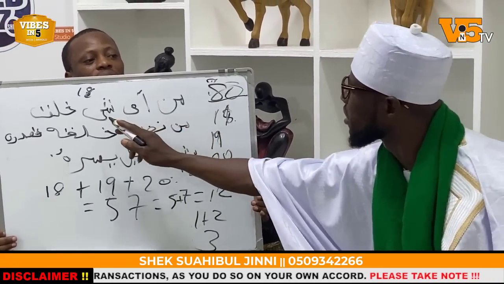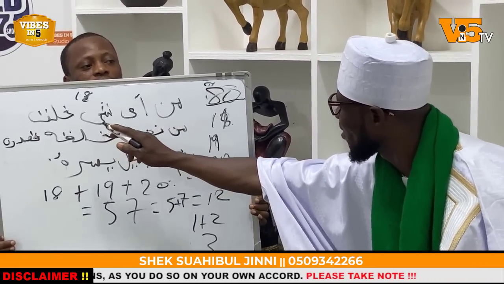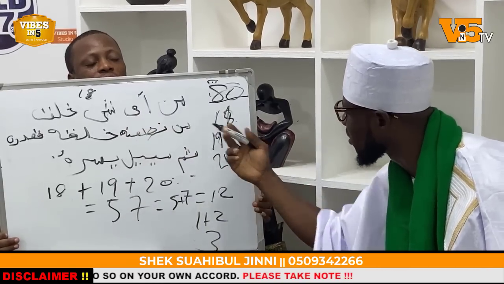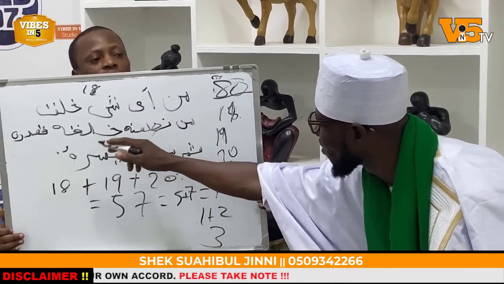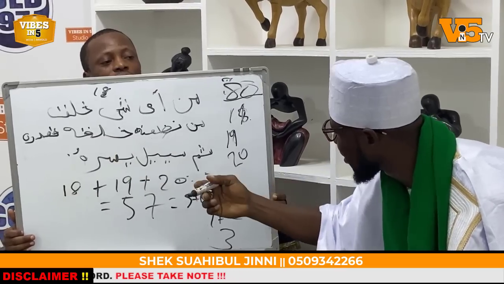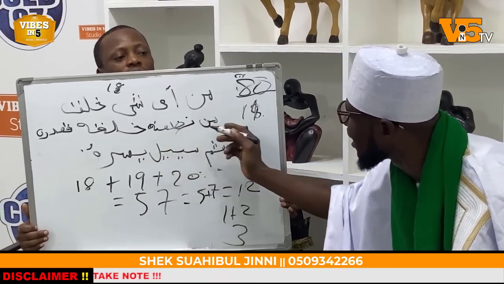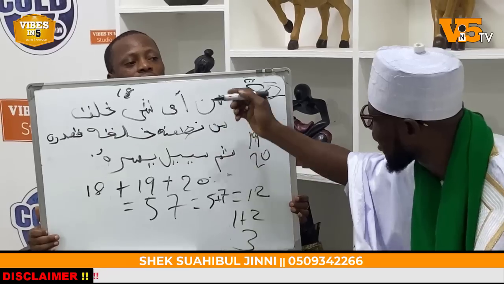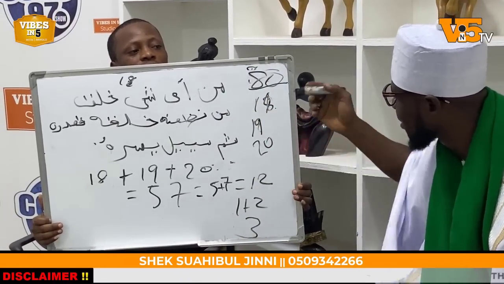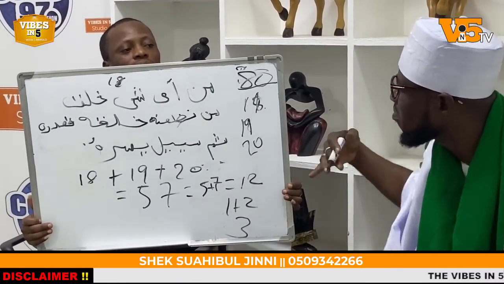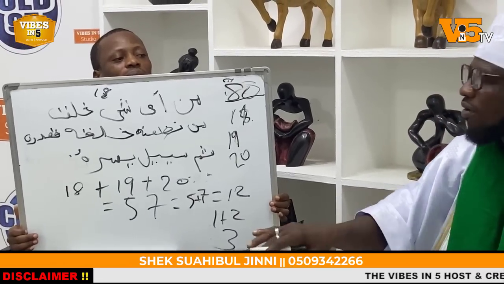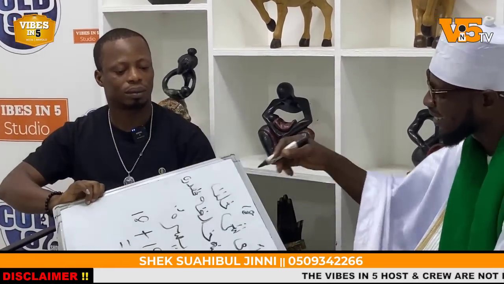"Min ayyi shay'in khalaqahu." From which he was created: from a nutfa, a semen. "Khalaqahu fa-qaddarahu." He was created in due proportion. "Thumma as-sabila yassarahu." He made the way easy for him to come out. That's three trimesters, nine months.